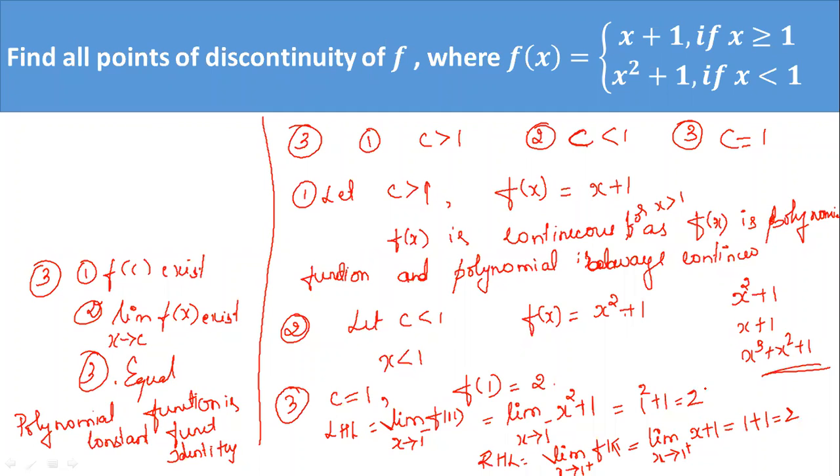The limiting value is equal to 2, and the function at that particular value is also 2. So the function is continuous even at x equal to 1. So the function is continuous everywhere.